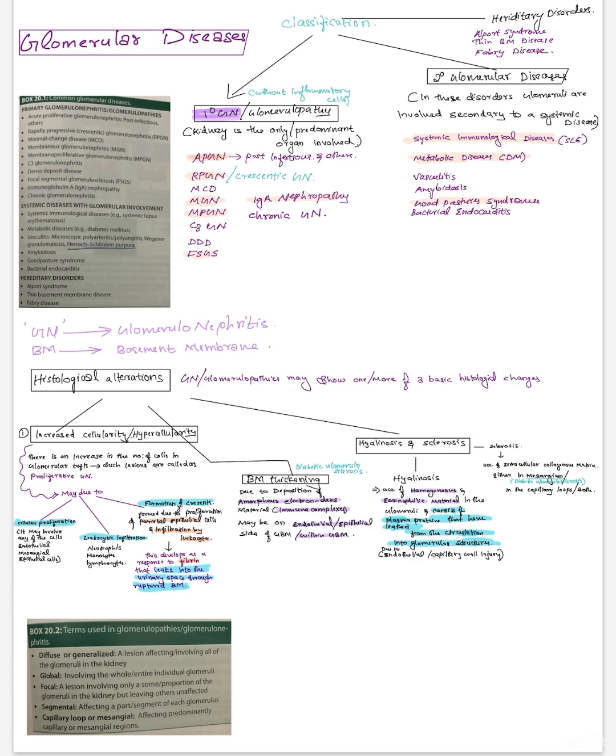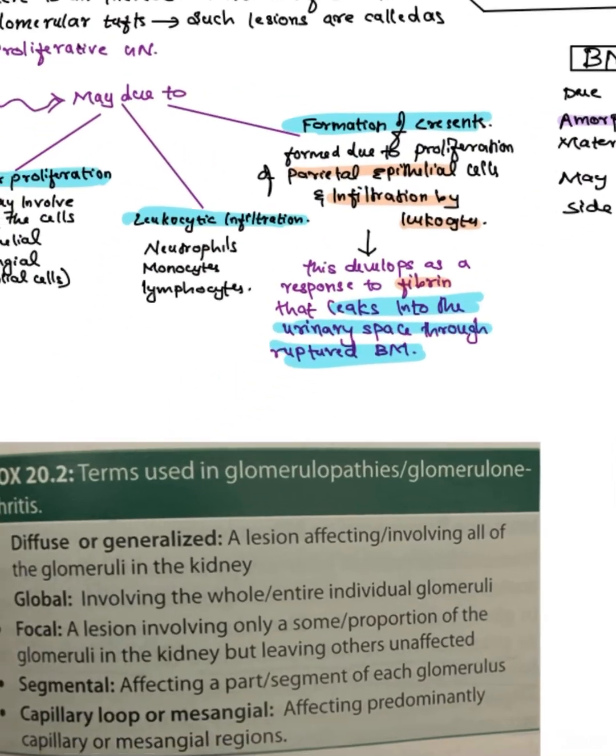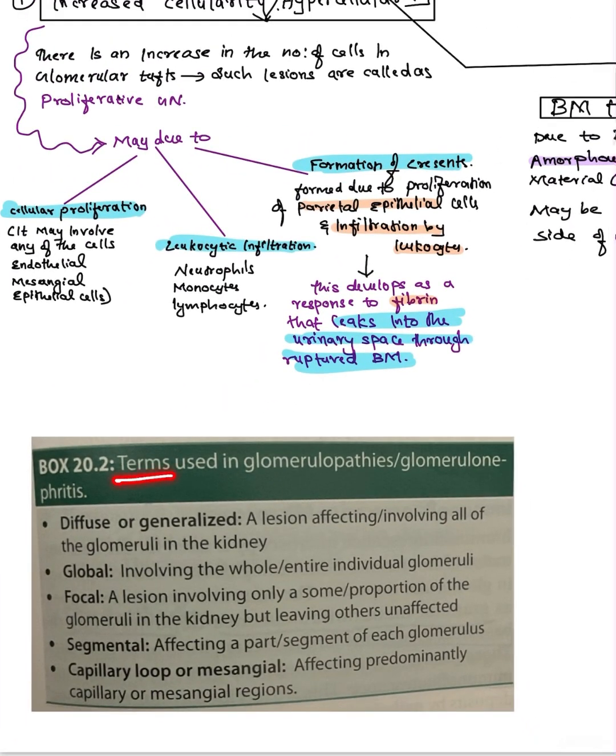So classification, I guess you remember the classification. There is primary, secondary, and hereditary disorders. And then we will move on to the terms. There are specific terms. The first term is diffuse or generalized. This means a lesion affecting or involving all the glomeruli in the kidney.